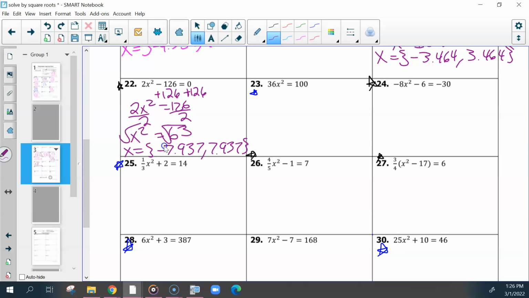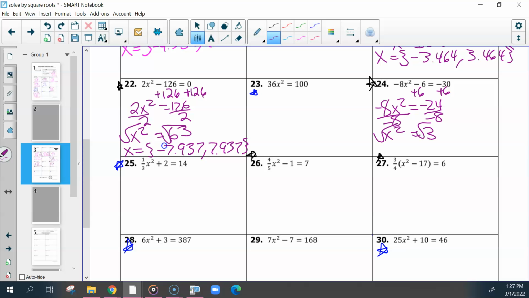Number 24. How would we solve that? Plus 6. Negative 24, then you divide by negative 8. Here we do an example like I was talking about before. It has a negative, but x is not completely isolated, and if we divide by a negative, that may change. When I divide both sides by negative 8, we get a positive 3. So that changes.